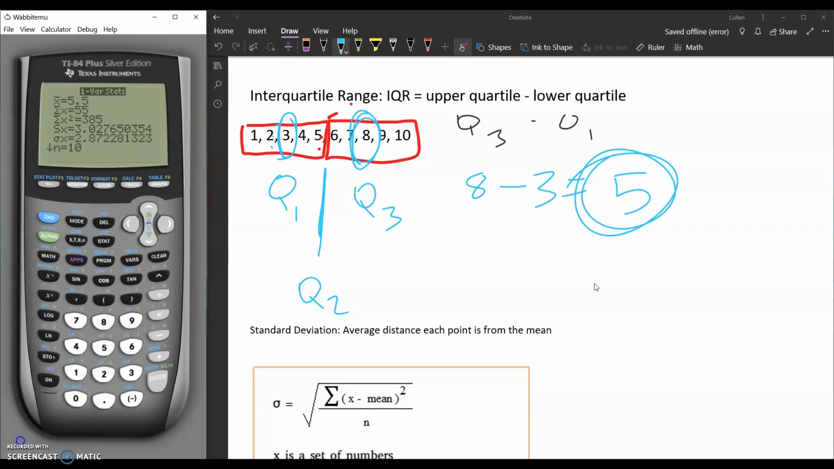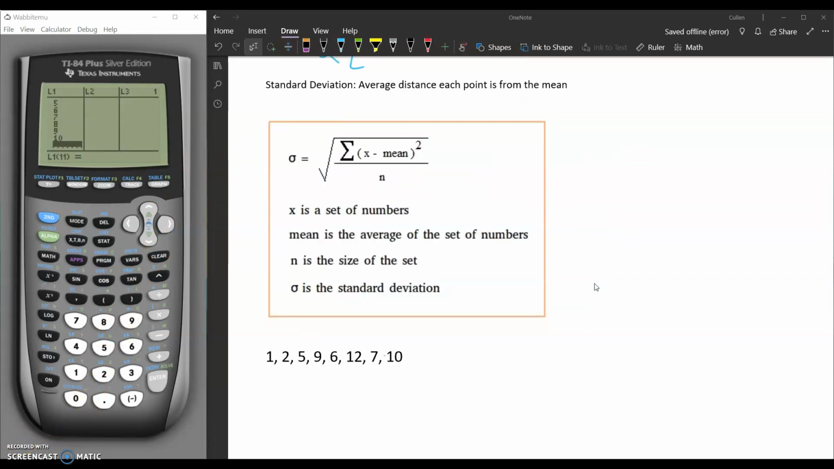You can use your calculator to find those things for you if you don't feel like doing it by hand. Okay, the last thing we're going to talk about real quickly is the standard deviation. It's kind of complicated to calculate and kind of complicated to understand, but it's the average distance each point is from your mean. So what this means, pun intended, is that the larger your standard deviation is, the more spread out your data will be. If your standard deviation is, let's say, 10, that means your data is pretty spread out.